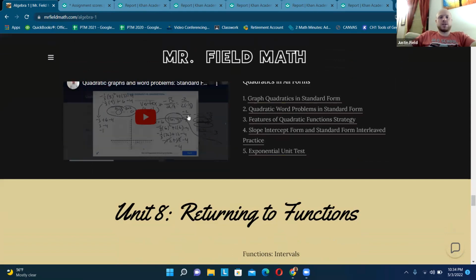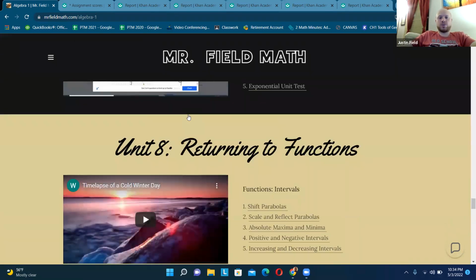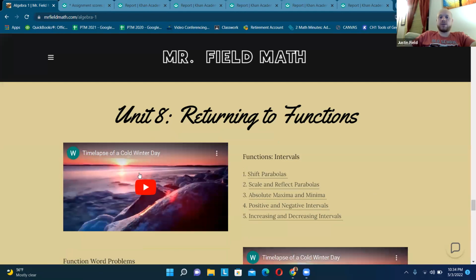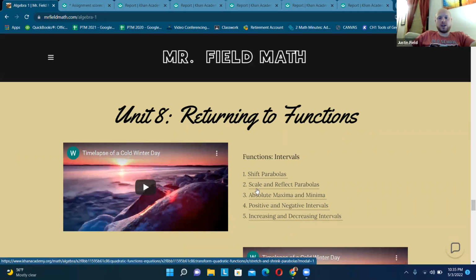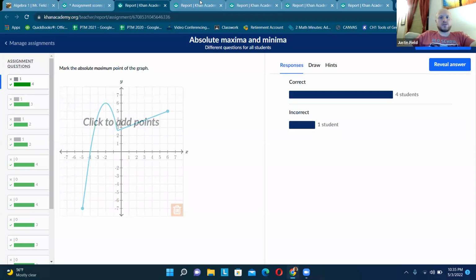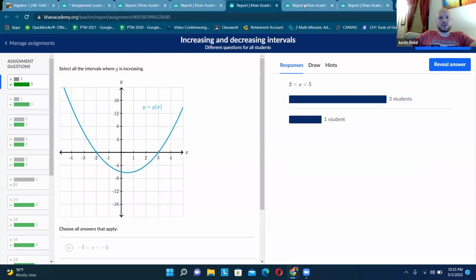All right, so this was the last week. Now this week, we're making the video right now. Returning to functions, unit 8. We're going to talk about shifting, scaling, absolute max and min, positive and negative intervals, increasing, decreasing. All right, so what should we start on? The shifting.